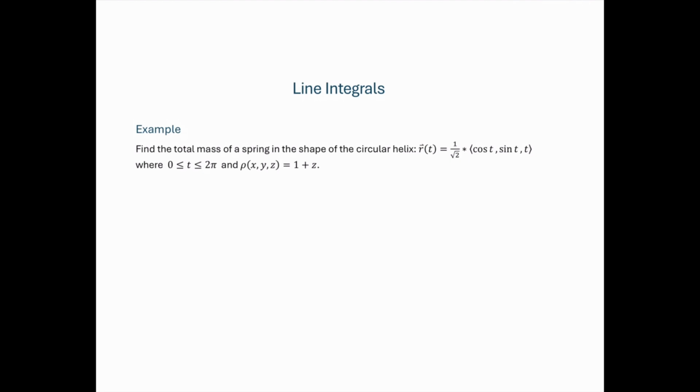Use a line integral to find the total mass of a spring in the shape of this circular helix, where the mass of the spring is a varying mass represented by this mass density function. So let's look at a concept drawing representing this spring, and let's consider t equals 0 and t equals 2 pi to see where the spring starts and stops.